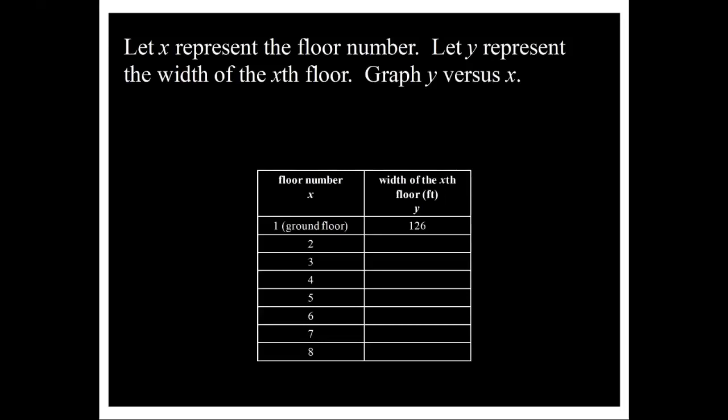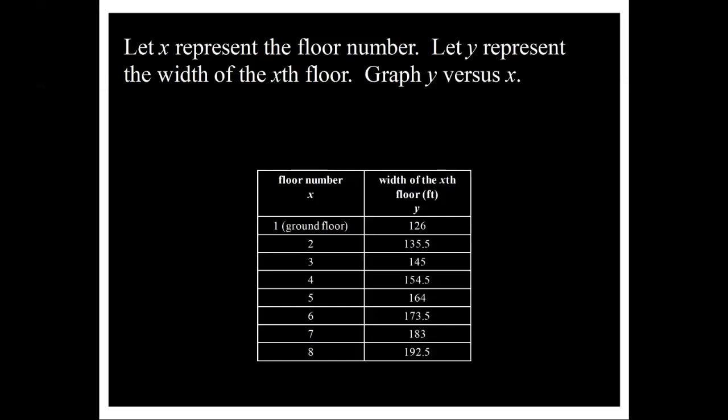So what you could do here is ask your students to make a graph. So you could let X represent the floor number. You could let the width of the X floor be represented by Y, and have them read the information or look up information about the building online and then complete the chart and get the data. And you can see here how you're adding 9.5 each time. So the sixth floor is 126 plus 5 times 9.5. So you end up having that. And your students could plot this.